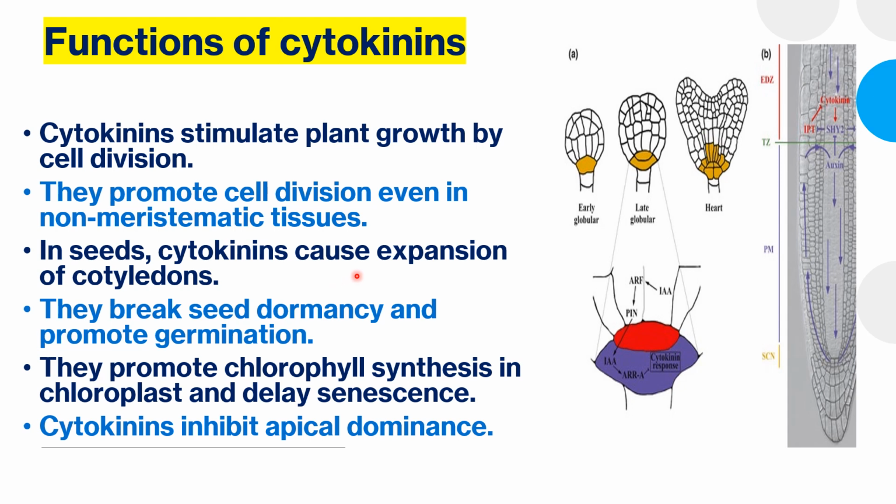In seeds, cytokinins cause expansion of cotyledons. They break seed dormancy and promote germination. The same function you can see in gibberellins also, right? Cytokinins also help to promote germination. They promote chlorophyll synthesis in chloroplasts and delay senescence. Because this is a growth promoting hormone, it will delay senescence or aging. The next point, cytokinins inhibit apical dominance. But which hormone promotes apical dominance? Auxins. Cytokinins inhibit apical dominance.